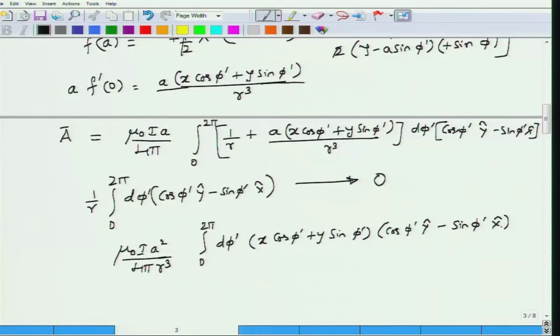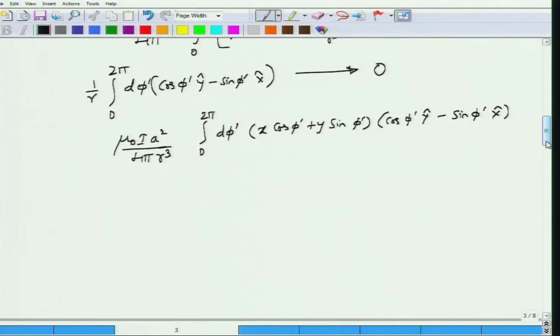So this integral you need to evaluate, and you will see that there are 4 terms now. There is x cos phi prime cos phi prime, this becomes x cos square phi prime, and then similarly you will get y sin phi prime square, so minus y sin phi prime square you are going to get, and the additional 2 terms are going to be cos phi prime into sin phi prime into cos phi prime. When you integrate over 0 to 2 pi, because these are odd functions, they will go to 0.